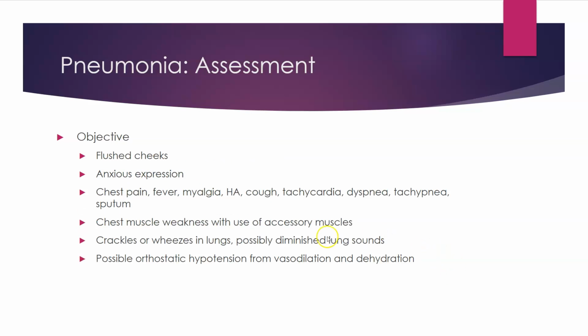Objective, they might have flushed cheeks, running a fever. They might be anxious, especially if they're having a hard time breathing. They might have some chest pain, myalgia, headache, cough, tachycardia, tachypnea, and increased sputum production. Chest muscles might become weak because of the difficulty in breathing. They might have some crackles and wheezes in the lungs and possibly diminished lung sounds of the affected lobe. They might also have orthostatic hypotension related to not breathing well, and if they're not eating well, they might become dehydrated.